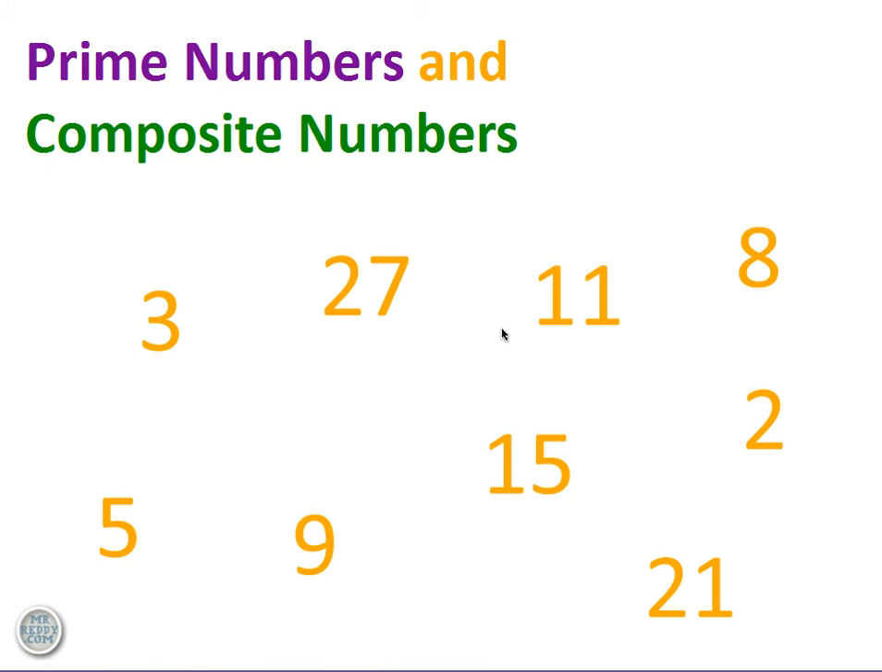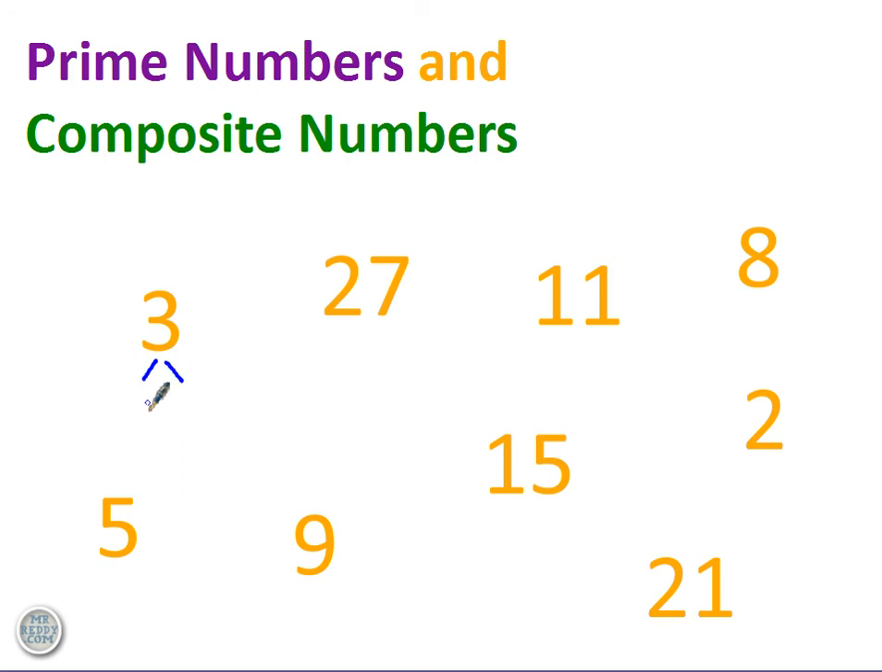Hi, this video is going to be taking a look at prime numbers and composite numbers, which are the opposite of prime numbers, or numbers that are not prime. So how do we separate prime from composite numbers? What makes them different are the number of factors that these numbers have.